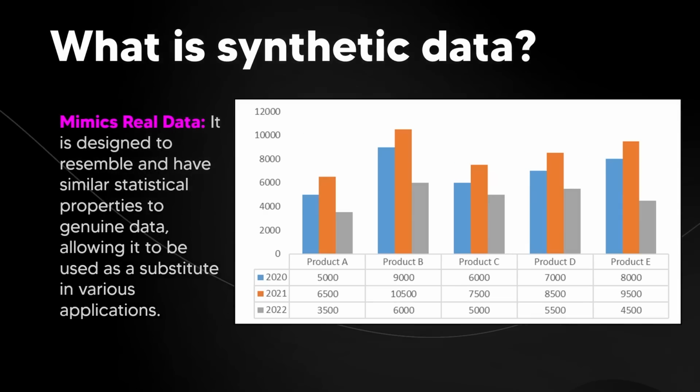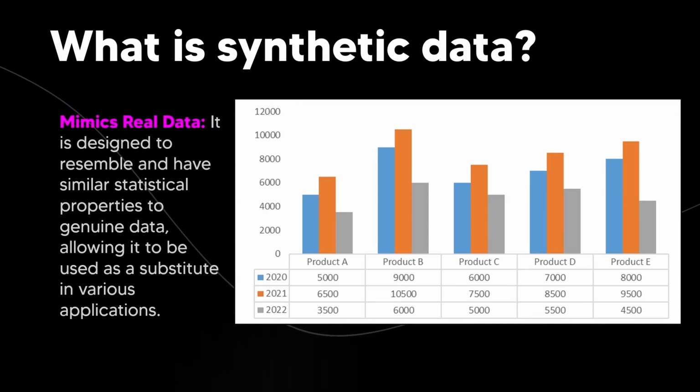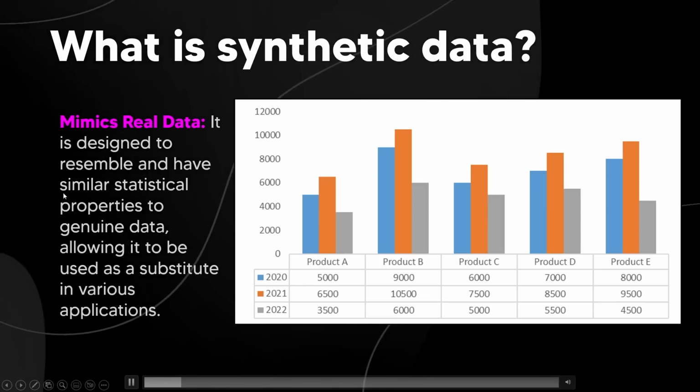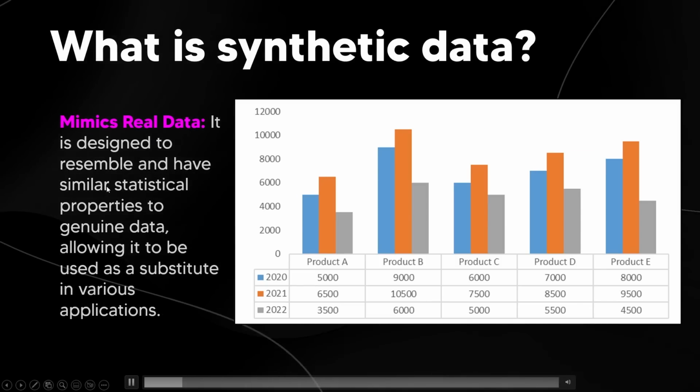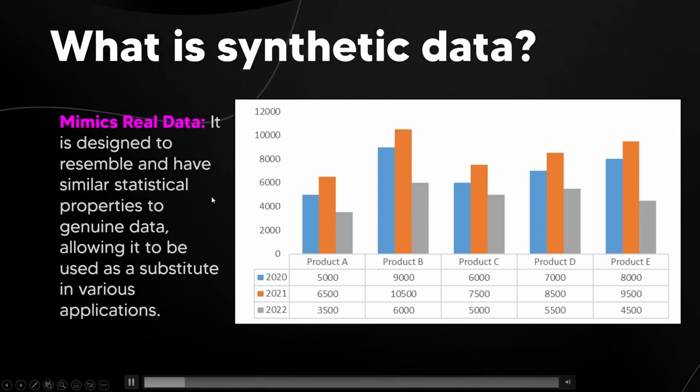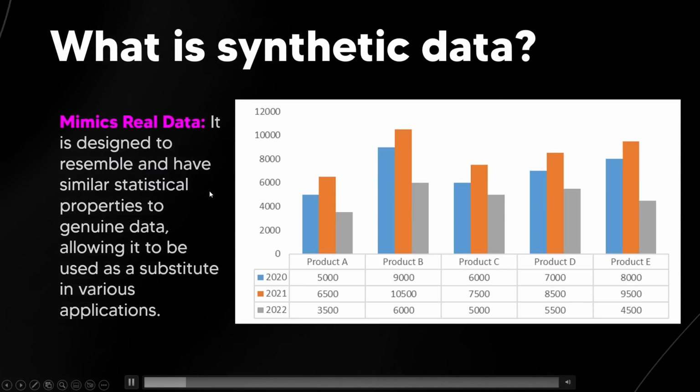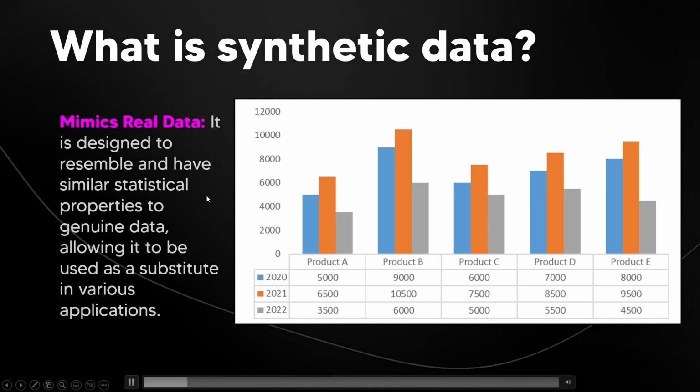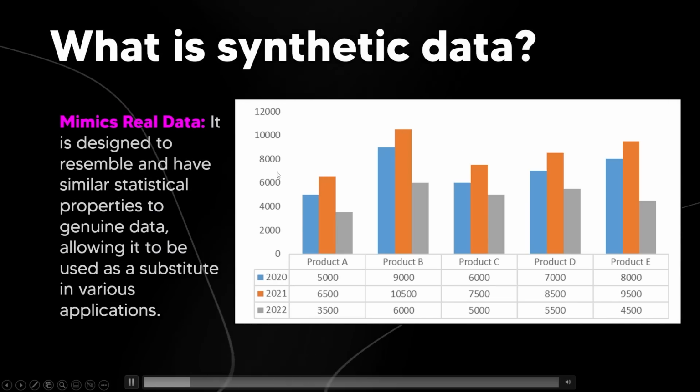Then of course we have synthetic data mimicking real data, and it's designed to resemble and have similar statistical properties to genuine data, allowing it to be used as a substitute in various applications, essentially meaning that synthetic data is just as good as real data and it can substitute for that.